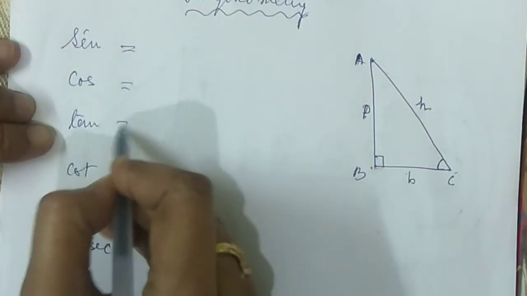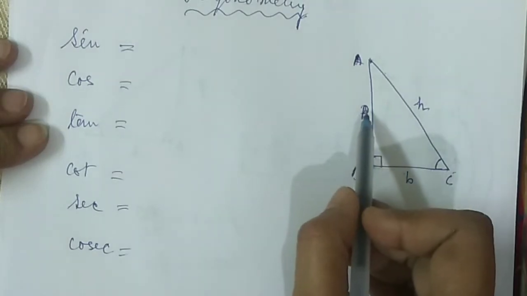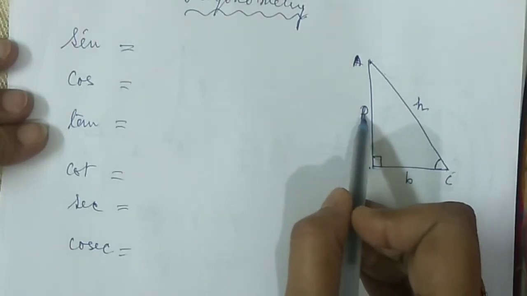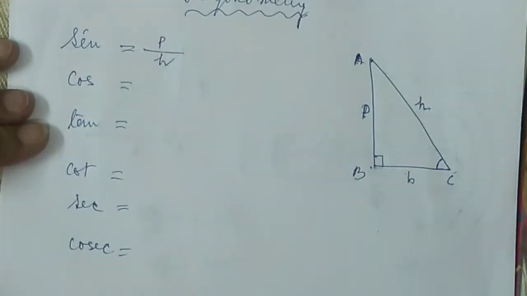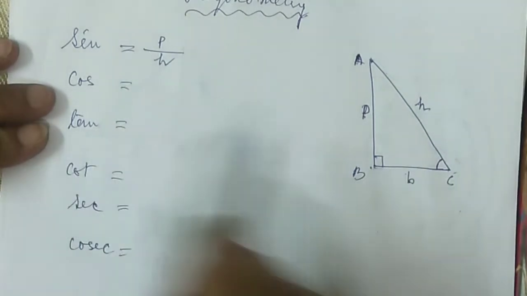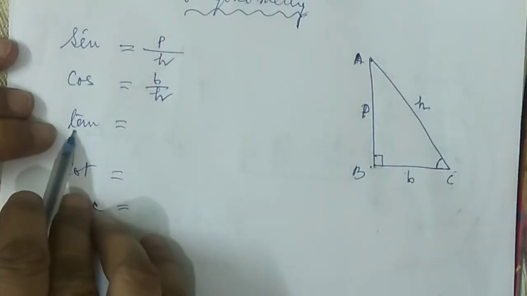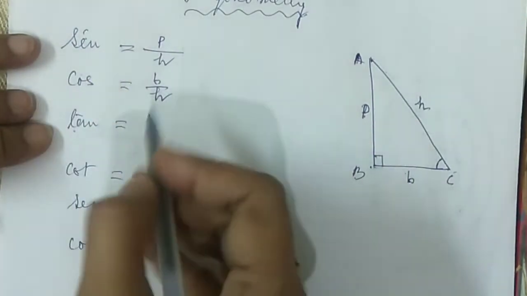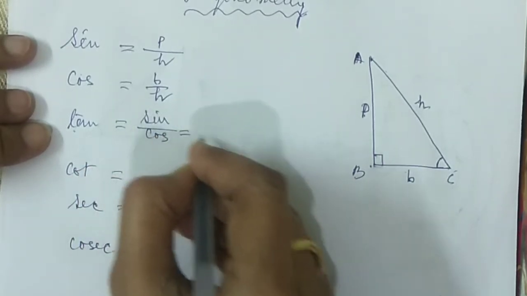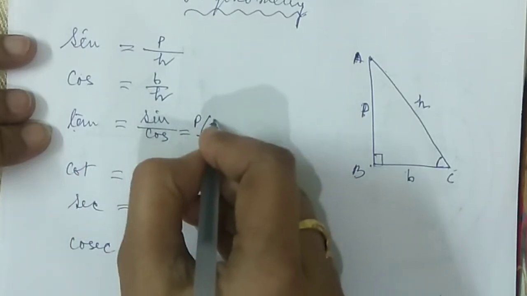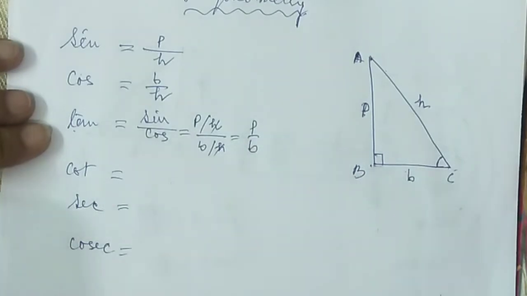Now how to get sine? Sine is actually perpendicular by hypotenuse. So P by H. Cos is base by hypotenuse. And tan is the ratio of sine and cos. So it is sine by cos. So we'll get P by H by B by H, where H got cancelled, P by B.